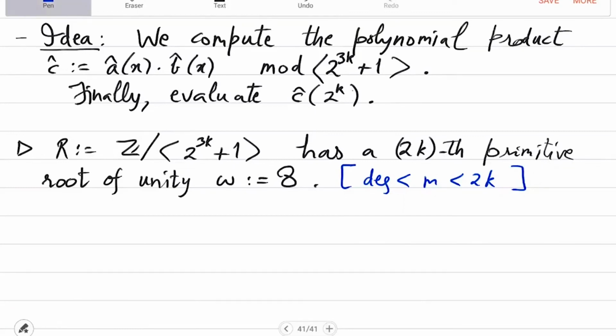The details you will see next time, but it will be a specialized analysis of what you saw for polynomial multiplication. Okay, so I think we should stop now.